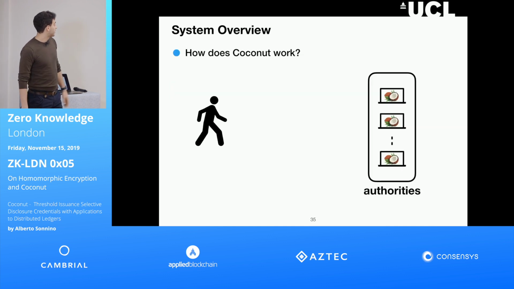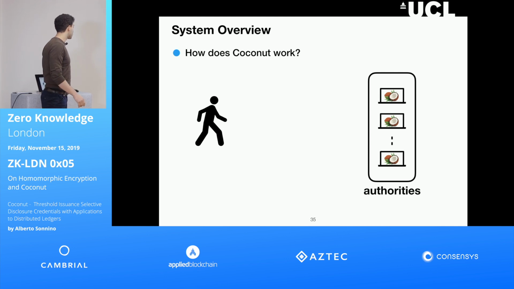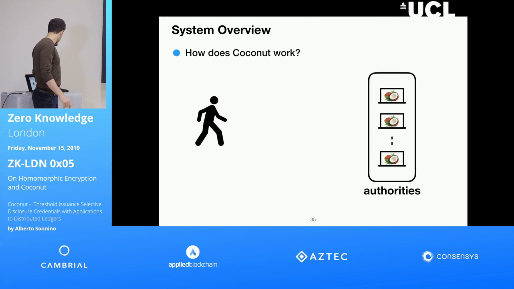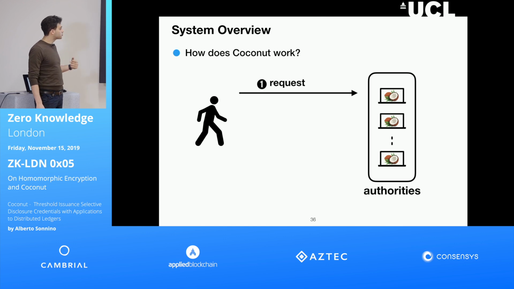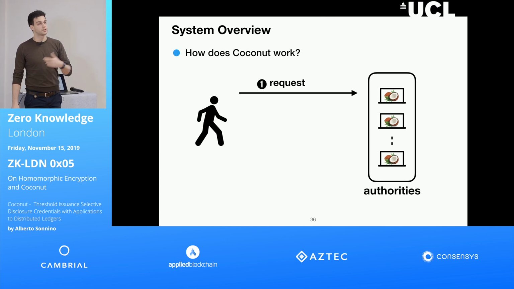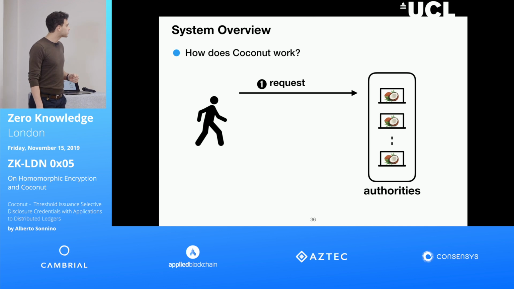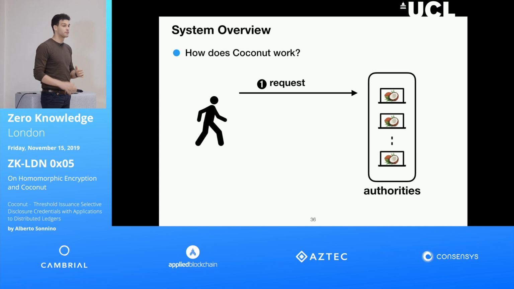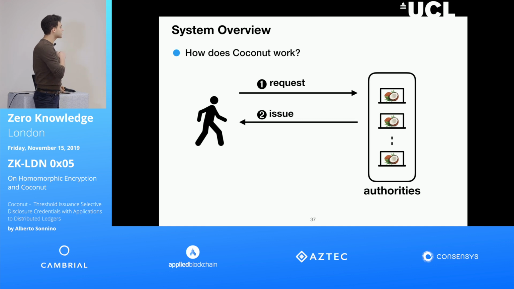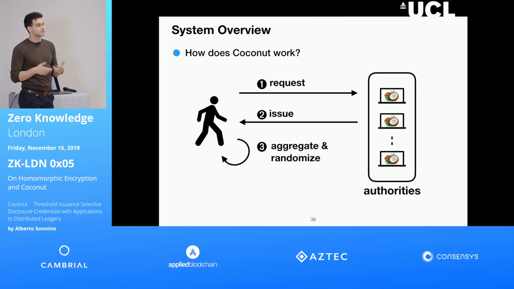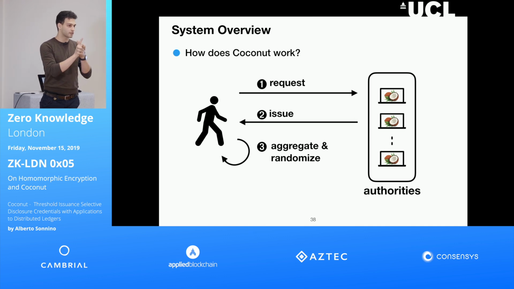So at the very high level, how does it work? You have a user here, and you have a set of authorities. The first step: the user would go somehow through the blockchain, potentially directly, and ask the authorities for some credentials. The authorities issue the credentials, and then the user aggregates all the pieces of credentials that he got from the authorities into one big credential.